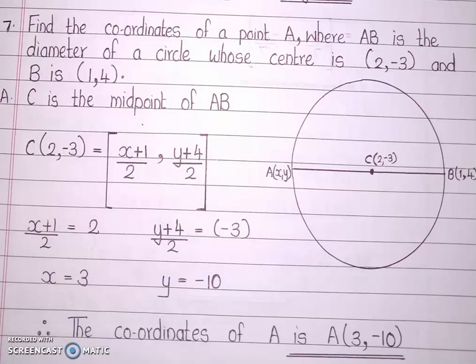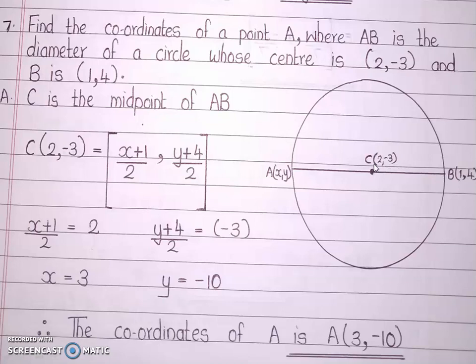Find the coordinates of a point A where AB is the diameter of a circle whose center C is (2, minus 3) and B is (1, 4). C is the midpoint of AB. Why? Here, what is C? C is the center of the circle. AB is the diameter. So here you can see, if AB is the diameter of the circle and C is the center, C will be the midpoint of AB.